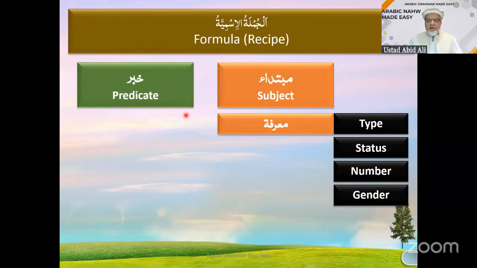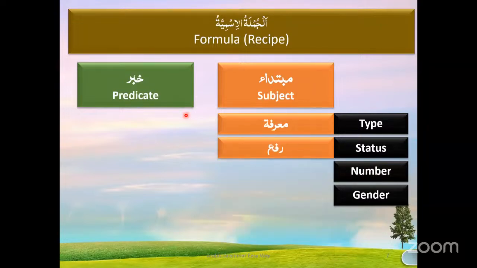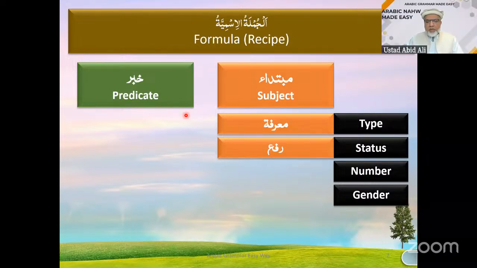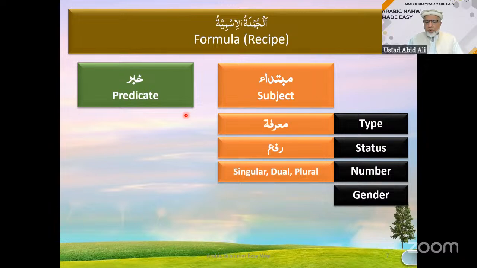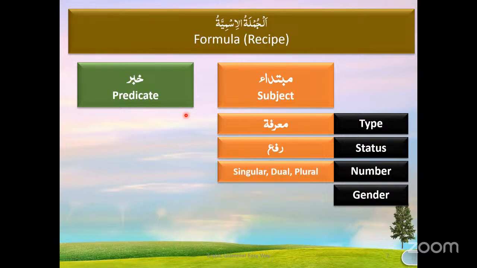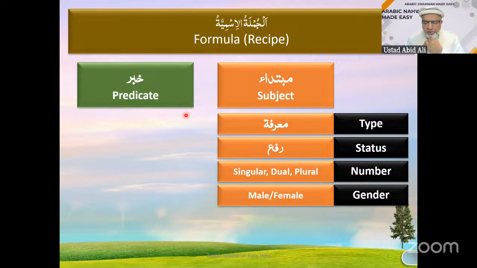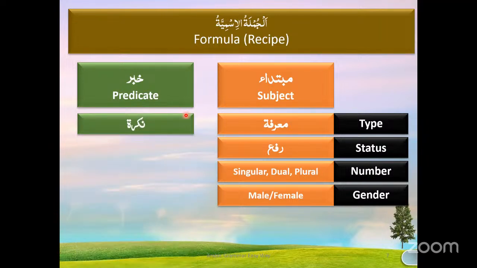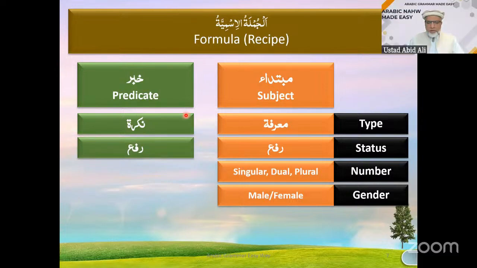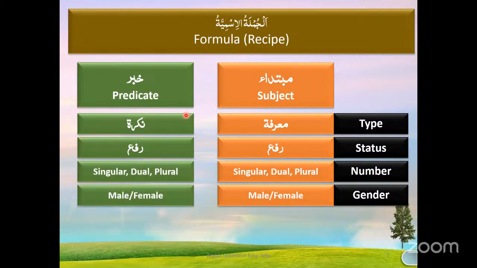What is the type of khabar? Nakira. Okay. So what is the status of mubtada? Rafa. And the number, it could be singular, dual, or plural. And what is the gender? Male or female. These are the two possible genders we can have. Now, what is the type of khabar? You said nakira. What is the status of khabar? Rafa. And number is? Singular, dual, or plural. And the gender is? Male or female.